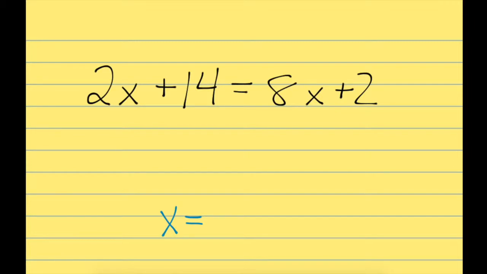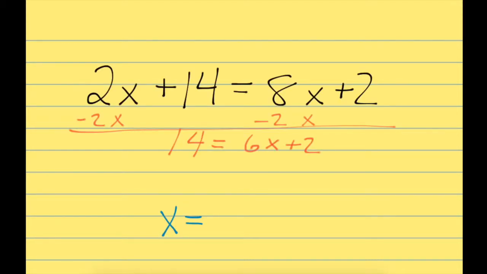So, for instance, 2x is smaller than 8x, so I'm going to move the 2x to the other side rather than moving the 8x. That just saves me a little hassle working with more negative numbers than I need to when I'm getting a little further down the line in the problem. So I'm left with 14 on the left-hand side and 6x plus 2 on the right-hand side.